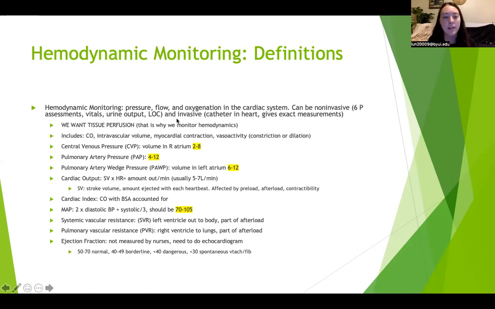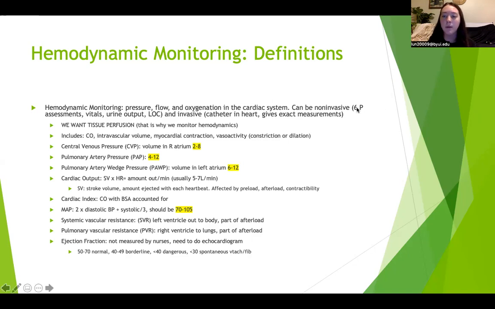And so right here it says monitoring the pressure, flow, oxygenation in the cardiac system can be non-invasive. So remember your 6 Ps, like your pain, pallor, poikilothermia, or like cold, pulselessness, those ones, because those are really important.